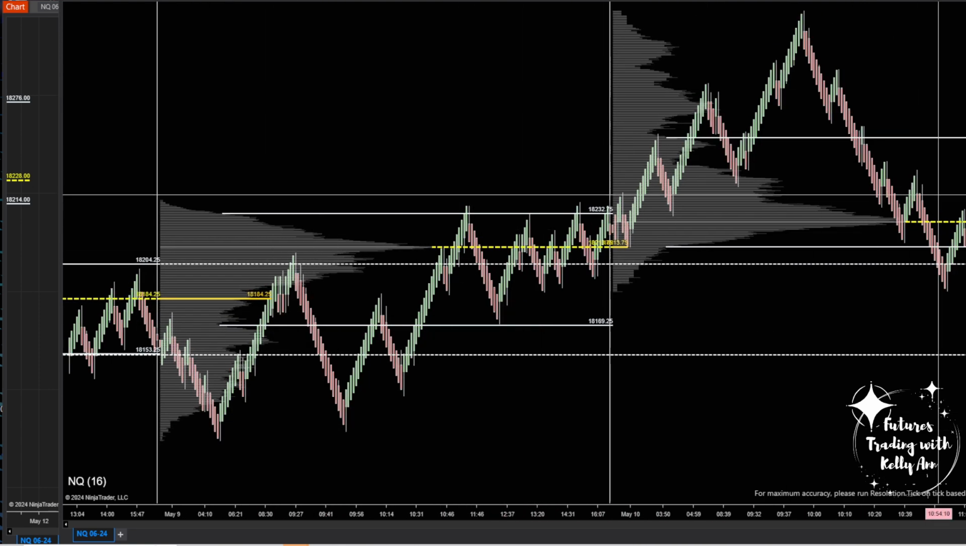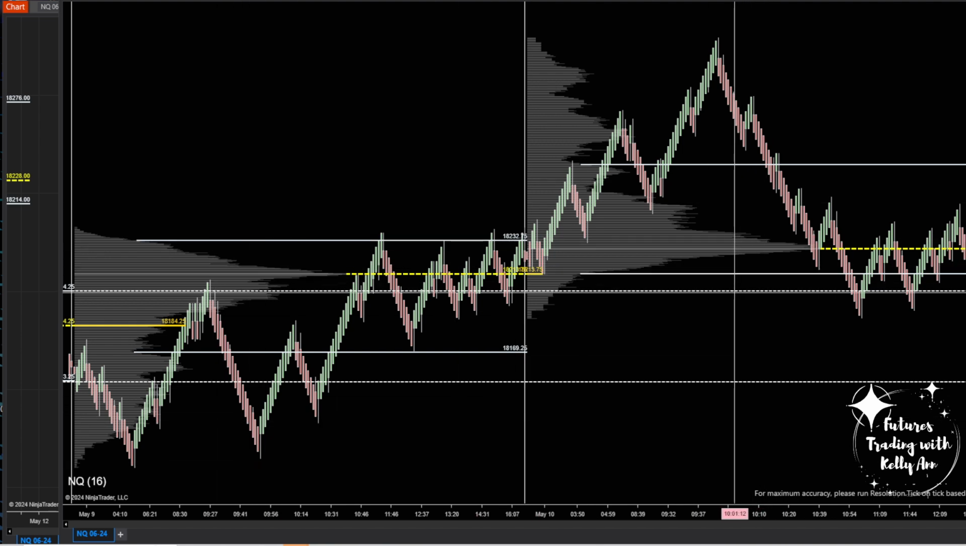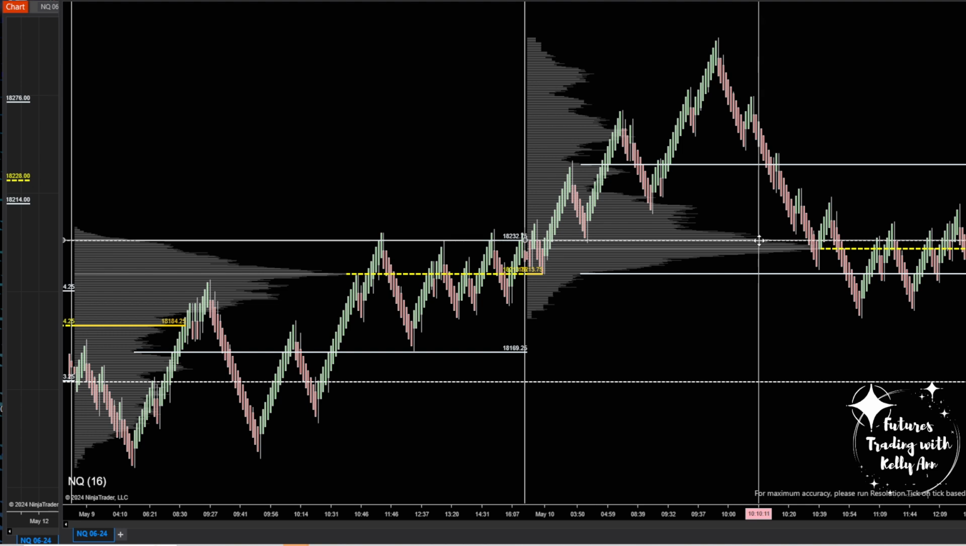And here we are, we opened this day. Here's my volume profile levels for the prior day. Let's just set them up again.